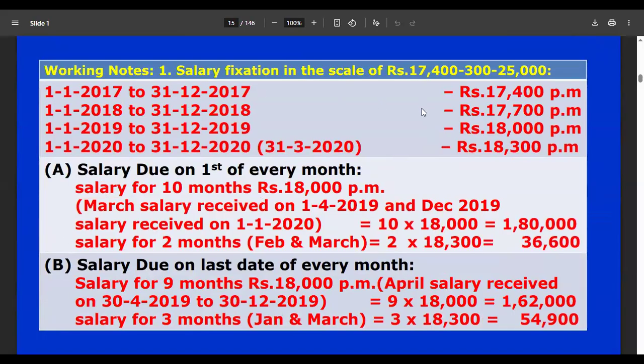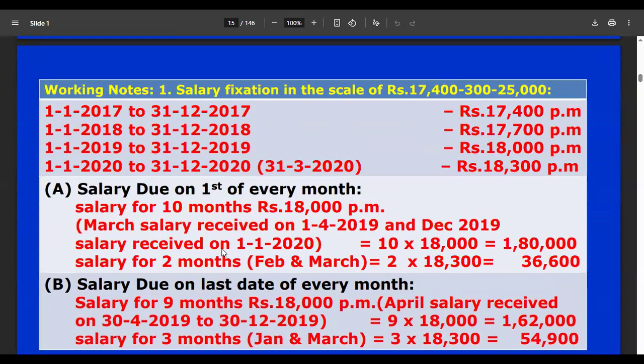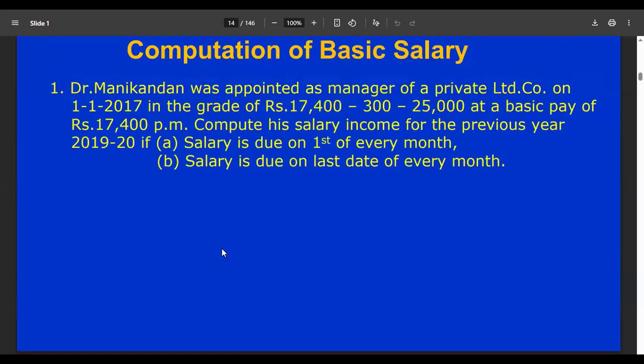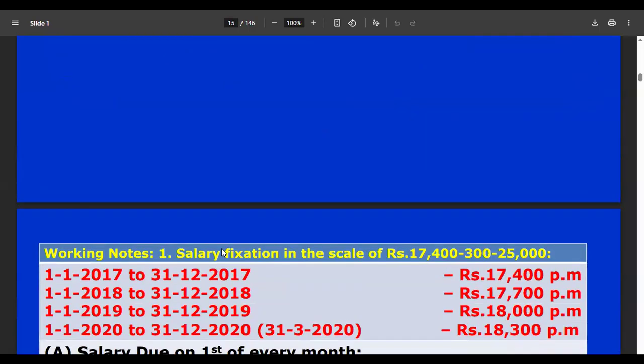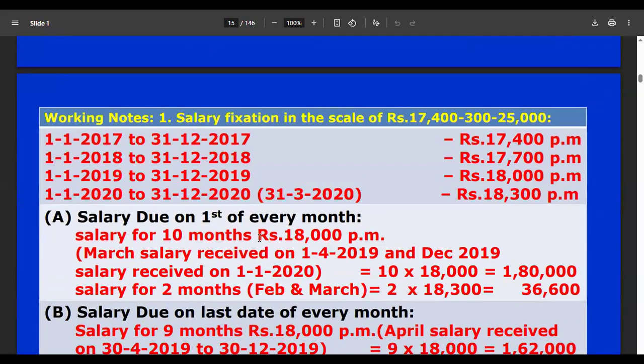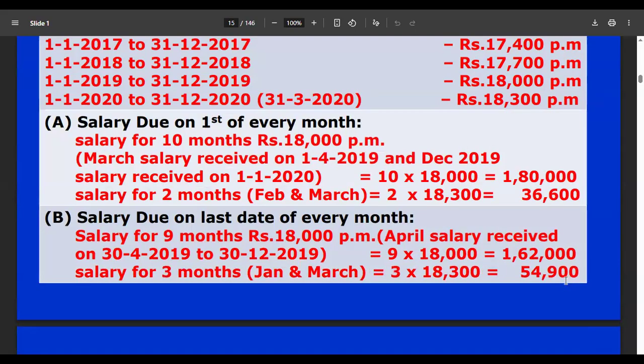From 1st April to December, his salary is 17,400. From 1st December to 18, he has 17,400. So he has salary of 10 months and 2 months. Why it is divided 10 months and 2 months? Because he joins on 1st of January. And that's why the whole year will not be calculated, 9 months are calculated. So 10 months salary, it will be 1,80,000. 2 months salary will be 36,600. And salary due on last day of every month will be this way.